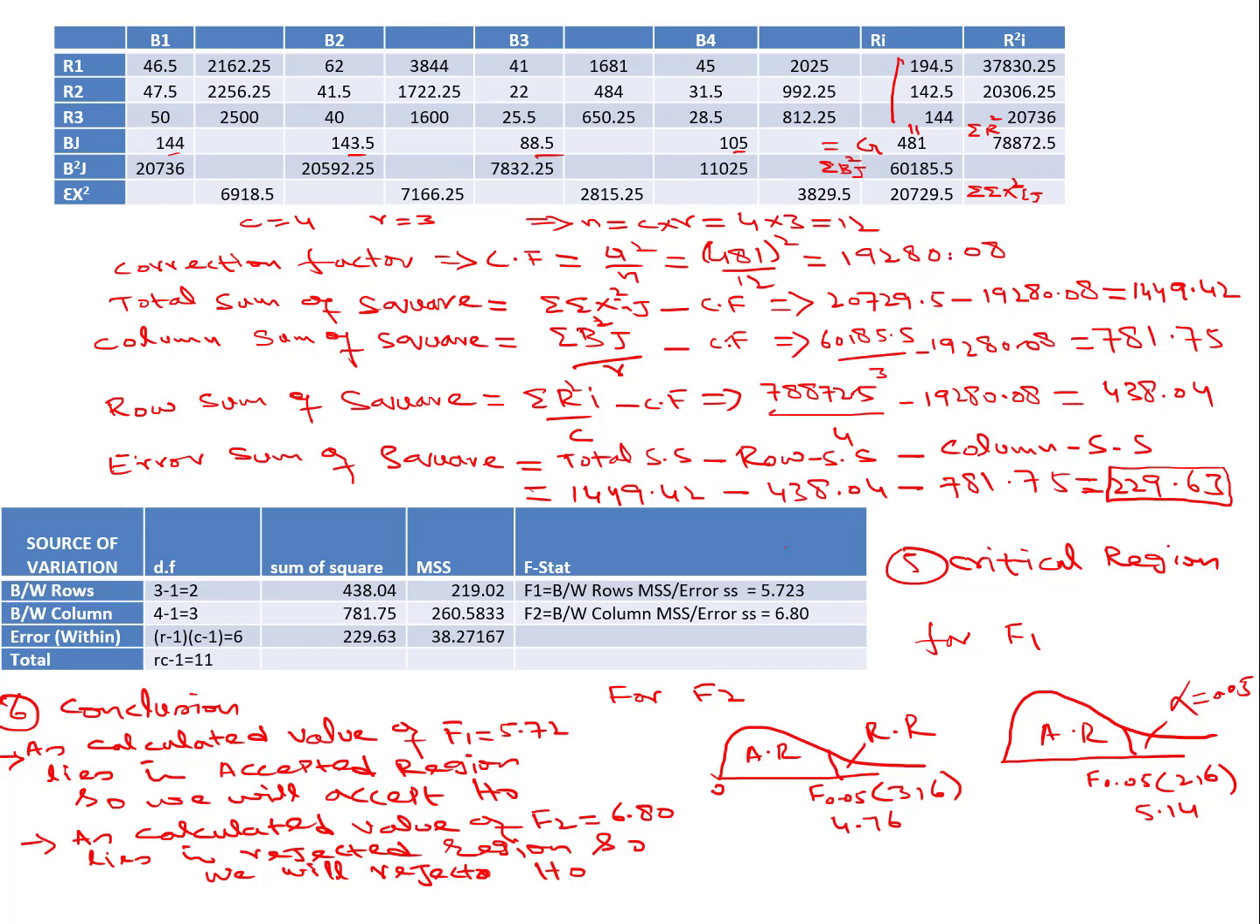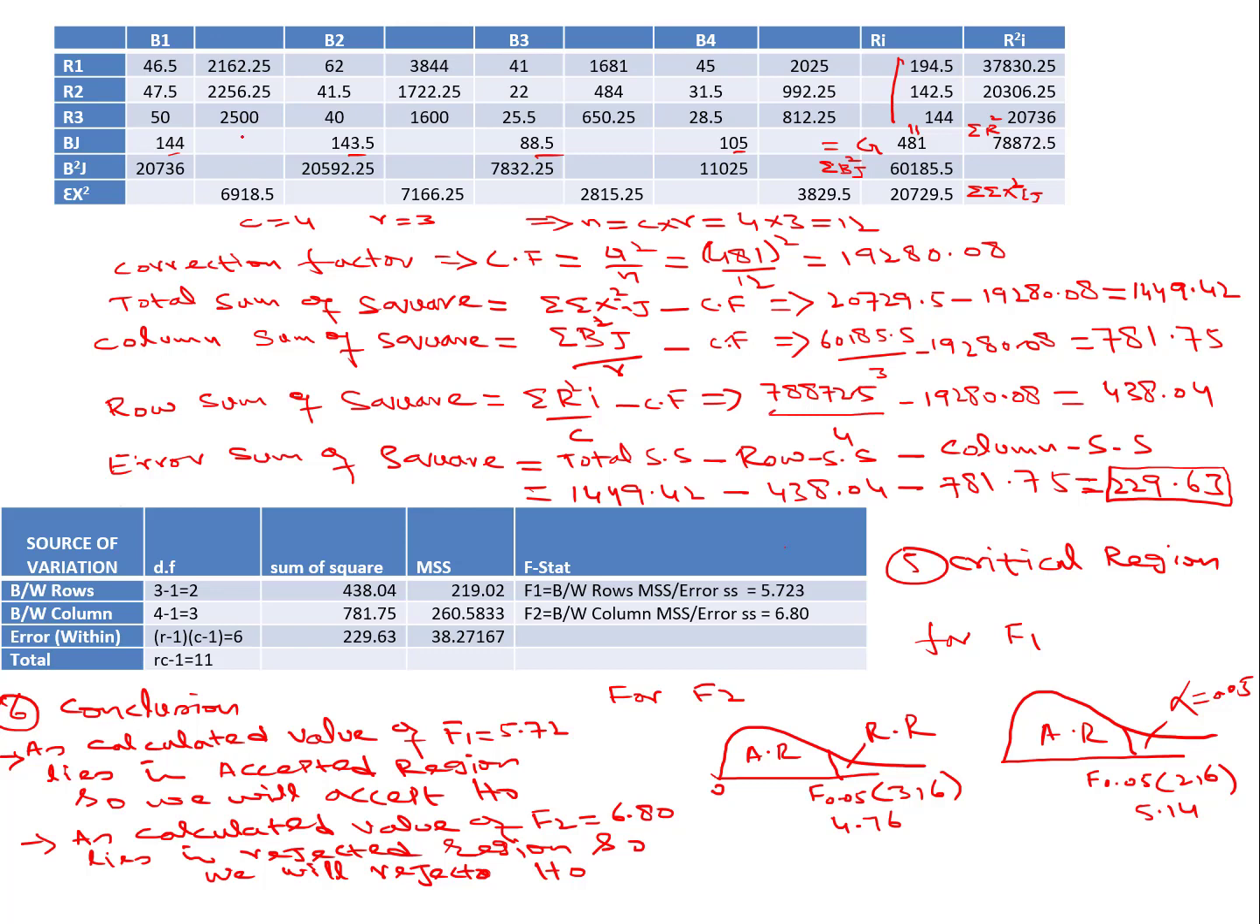So 19280.08 is your correction factor. Now the total sum of square formula is much similar to what we already conducted in the one-way analysis of variance. What you will do, you will take the square of this. So 46.5 square is this, 47.5 square is this, and 50 square is this one. Similarly, 62 square is this, 41.5 square is 1722.25, 40 square is this one, 41 square. So in the next column, we need to sum this.